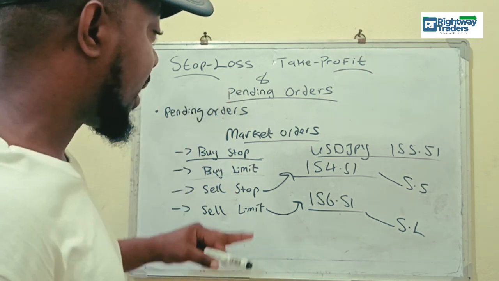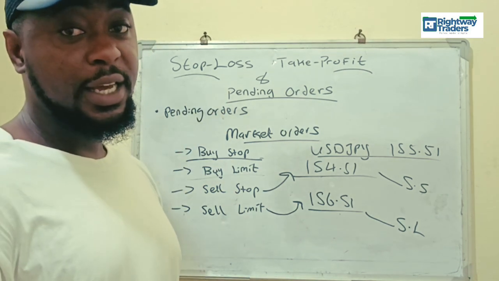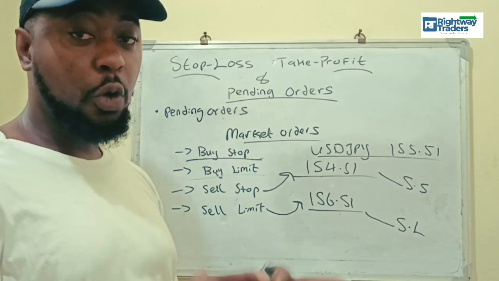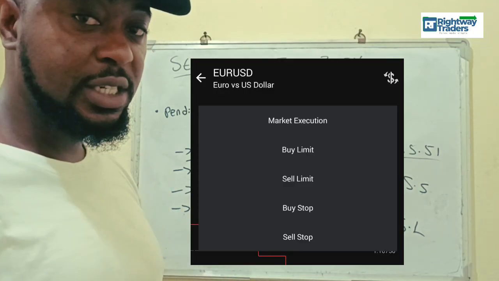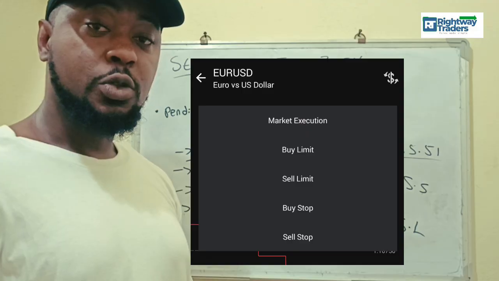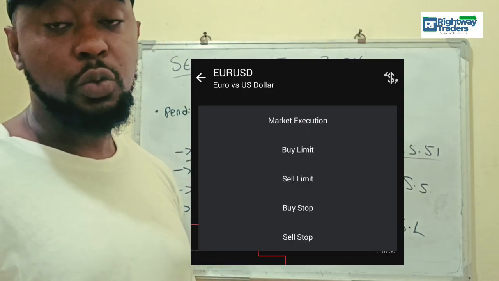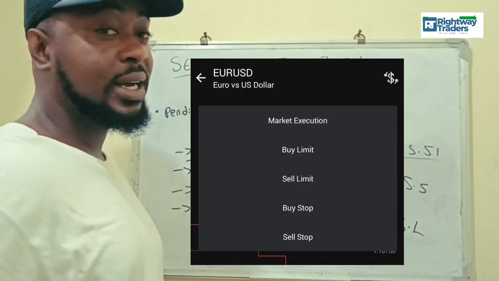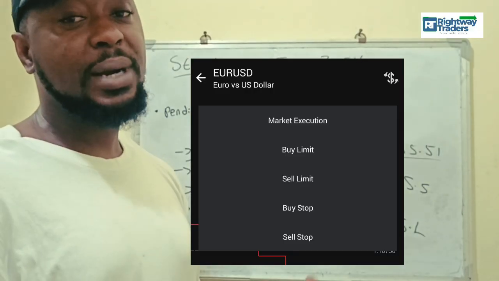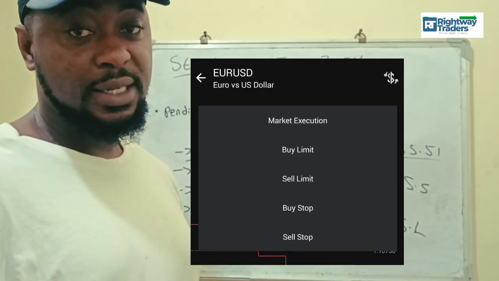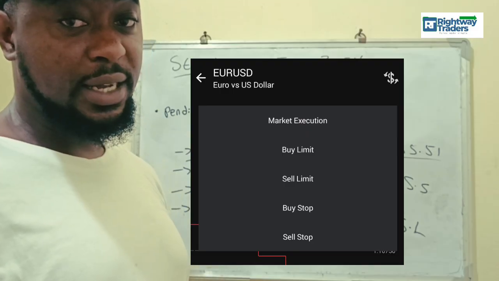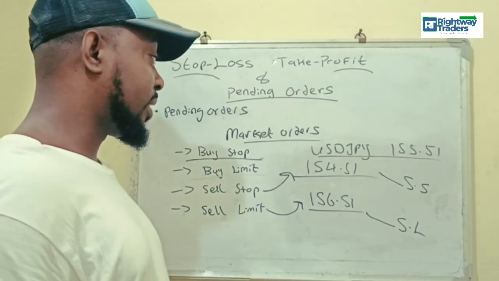So that is that about pending orders in your Forex account. If you open your MT4 trading chart, you see these orders listed there. It's used for market execution. In case price is not where you want it to be, you can use this order to enter the market, so that when price gets to your preferred price, it triggers automatically. That being said, let's go to the next topic.